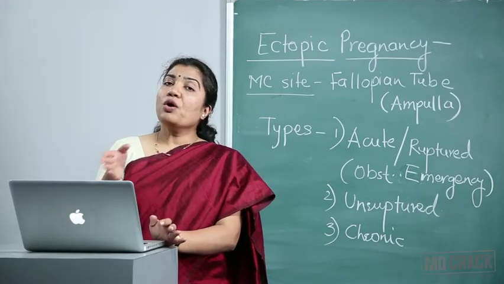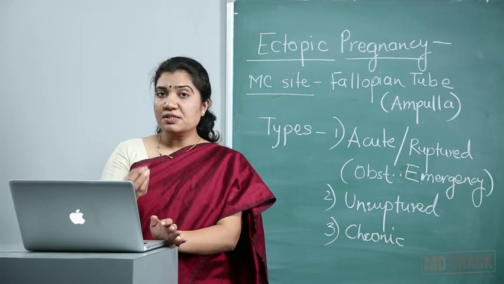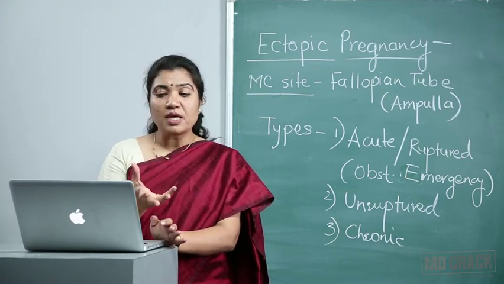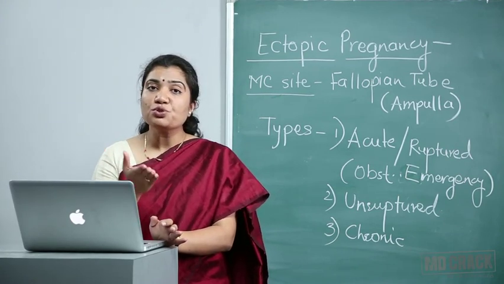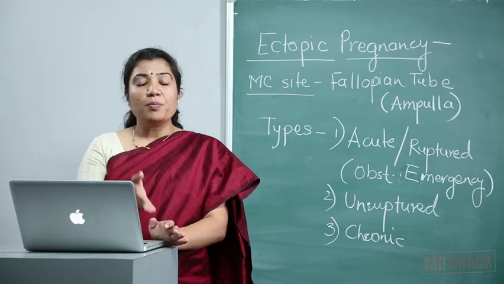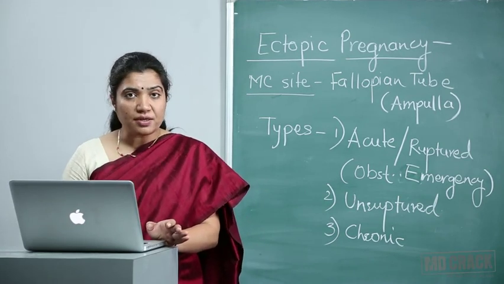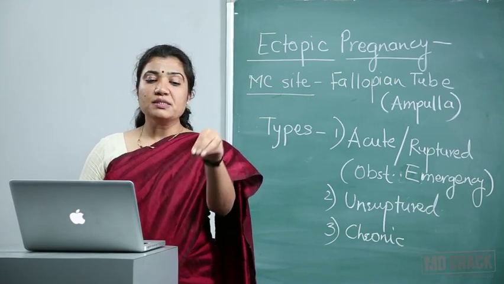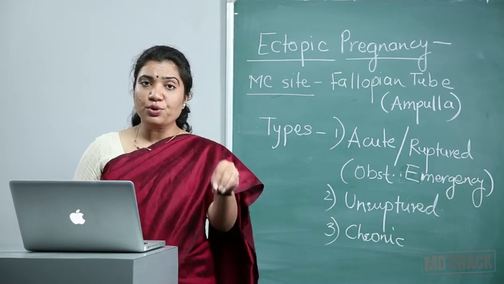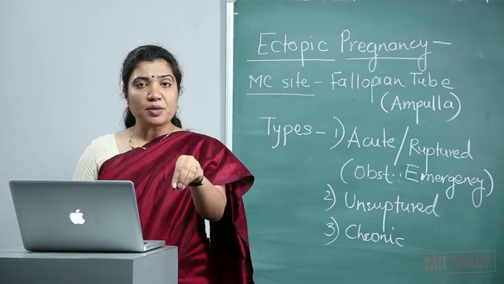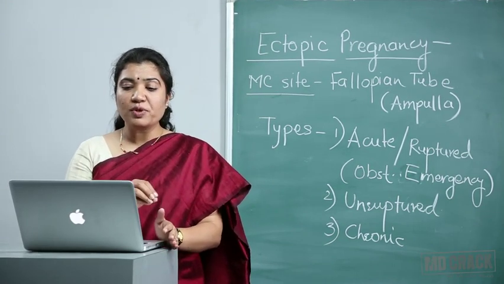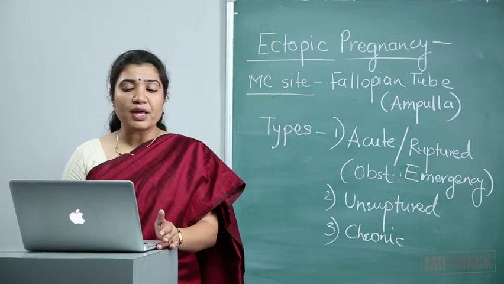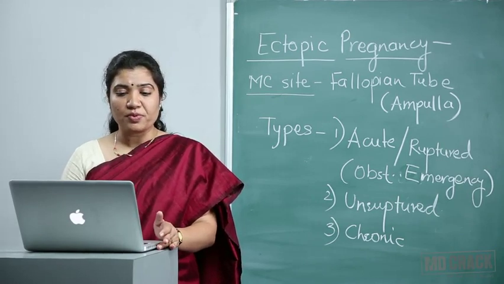TVS along with beta-HCG increases the sensitivity. We can confirm the diagnosis by using these two tools together. But laparoscopy is the gold standard for diagnosing ectopic. You are putting in a scope, you are seeing that yes, the pregnancy is at the tube or ovary or extraperitoneal or intraperitoneal, you are directly visualizing it. So the gold standard for diagnosis of ectopic is laparoscopy.